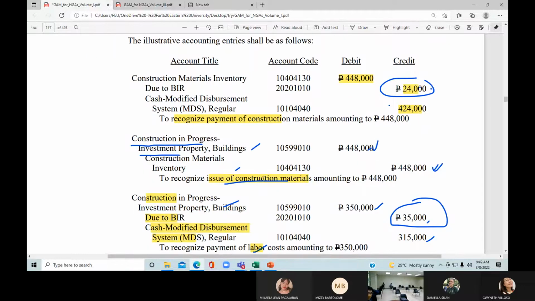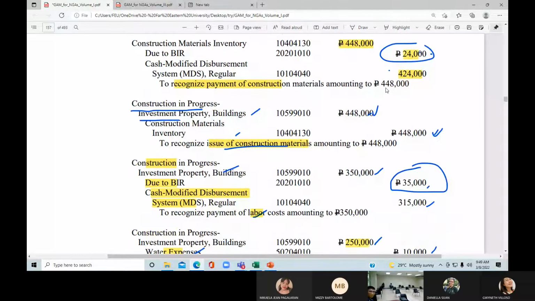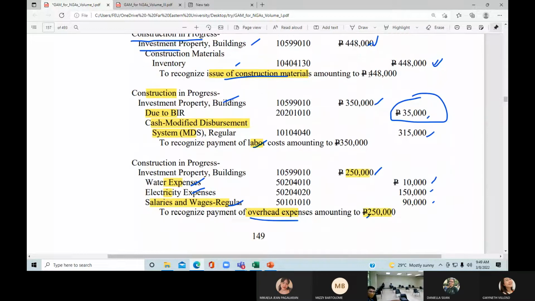Then kapag i-issue na for construction, yung materials, debit mo na sa construction in progress. Credit, the construction materials inventory. So ito na-discuss natin sa inventory topic. No? Sana pinanood mo yung ating video lecture. Next, for labor naman, so debit, construction in progress, credit, due to BIR, credit, cash MDS na regular.